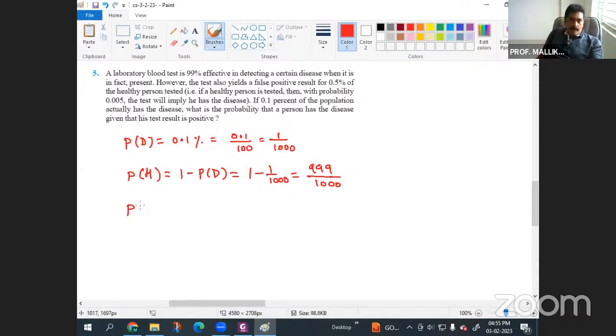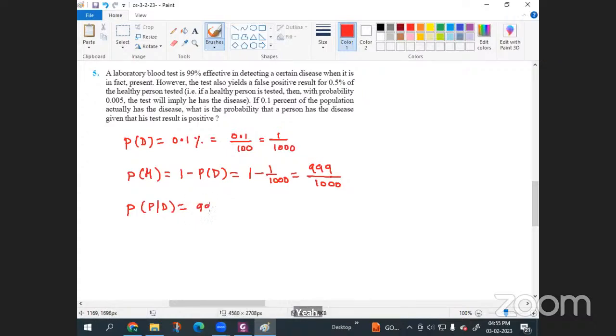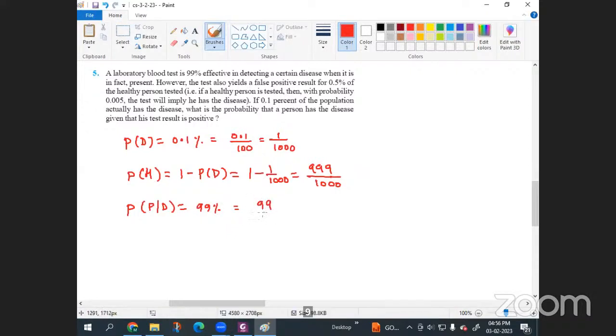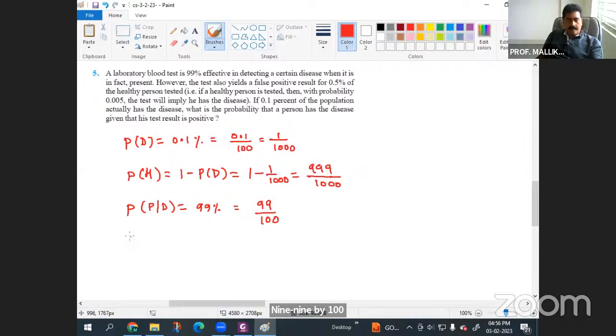Next, the probability of positive given diseased people. What is that? How much did they give? What is the probability of positive given that the people are diseased? 99%, sir. So that equals 99 by 100. What about the probability of positive given that the people are healthy?